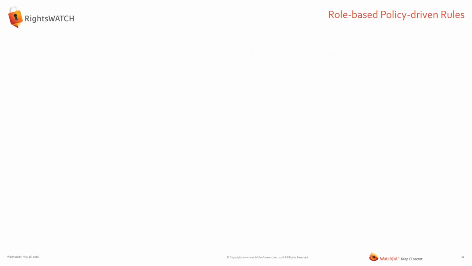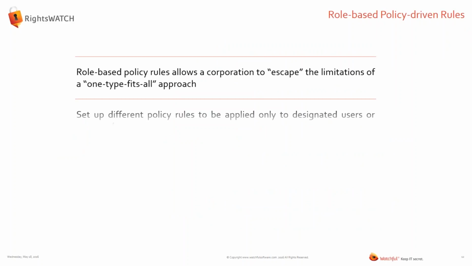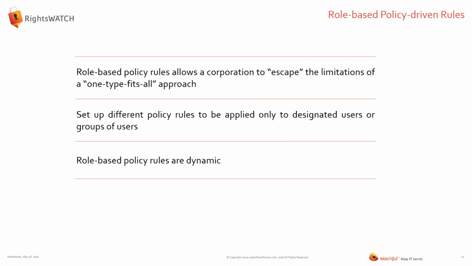With RightsWatch, all of these rules are also role-based policy rules, which allows a corporation to escape the limitation of a one-type-fits-all approach. So how does this work? Well, RightsWatch's policy-driven engine allows a company to set up different policy rules to be applied only to designated users or groups of users. So enterprises become able to segregate and decide to which individual users or Active Directory groups of users the policies are to be applied.